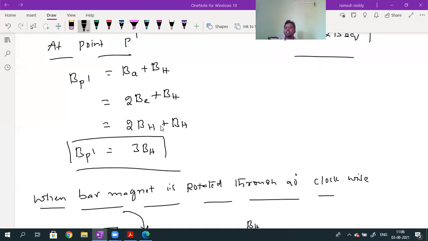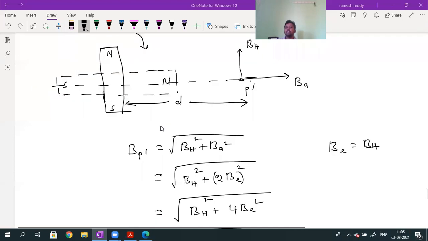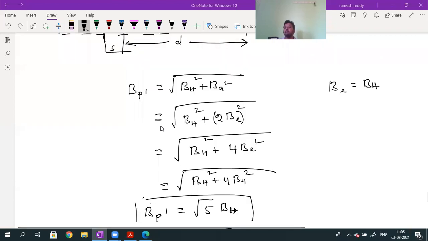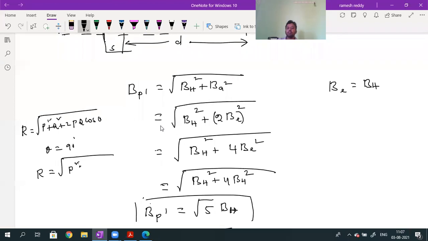Sir, how did you get the resultant when perpendicular? Perpendicular means by applying the parallelogram law. What is the resultant formula? R is given by root over P square plus Q square plus 2PQ cos theta, when two vectors P and Q are given. Whenever theta equals 90 degrees, R is given by root over P square plus Q square. By using this formula, when they are perpendicular, it is to be written.